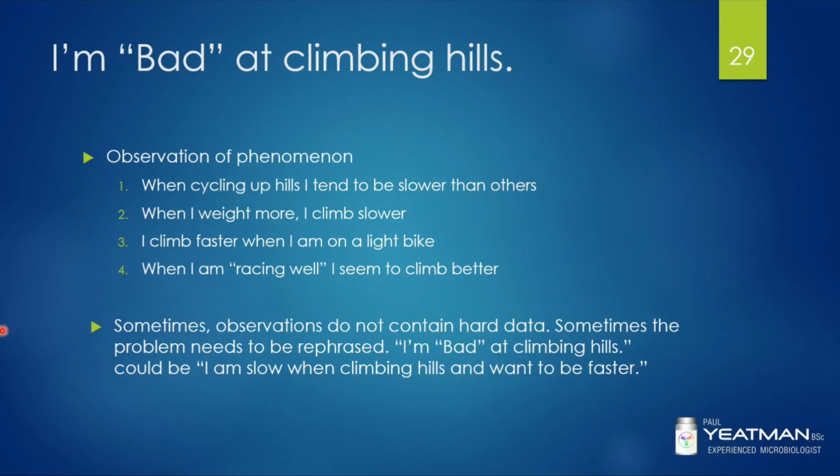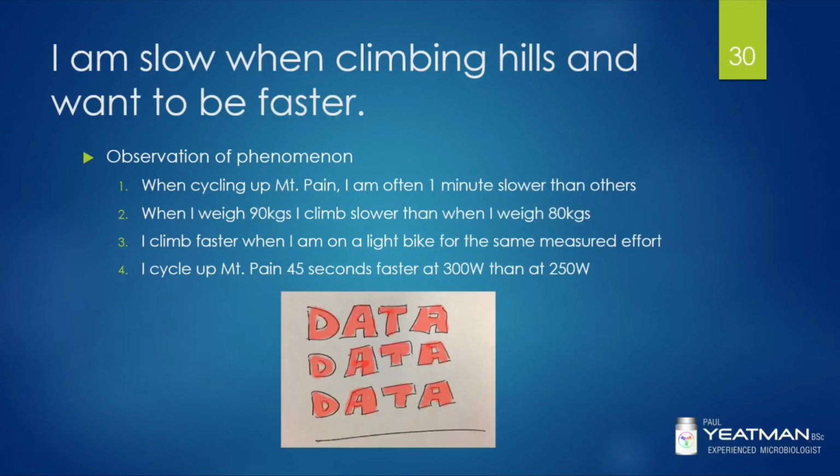And for this discussion, racing well cannot be measured or defined. When the light globe example was used, we clearly knew what on and off is. We don't know what racing well means. It could be winning, it could be producing decent power for a decent amount of time, it could be something else. So if you're going to observe something, you should really also try to measure it, which is why I've rephrased the statement to I'm slow when climbing hills and I want to be faster. In this example, gathering data is definitely king.